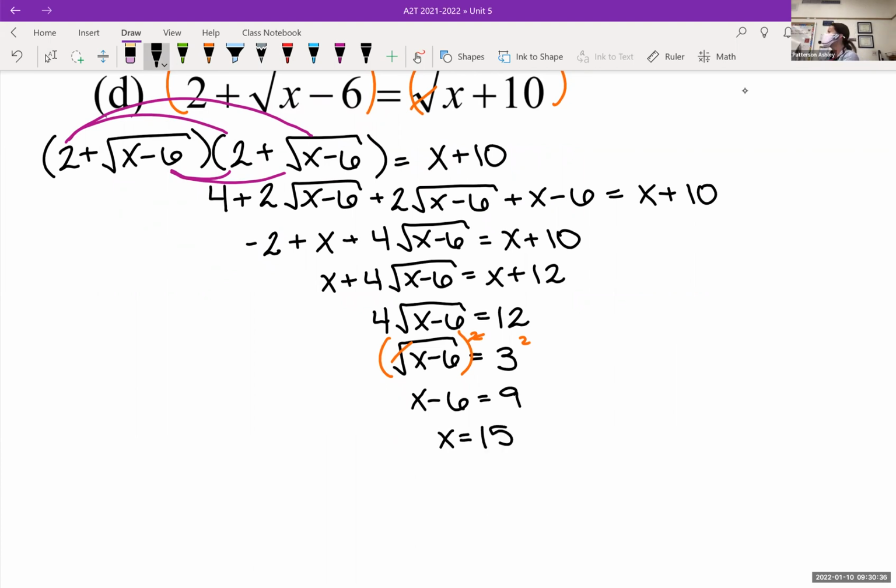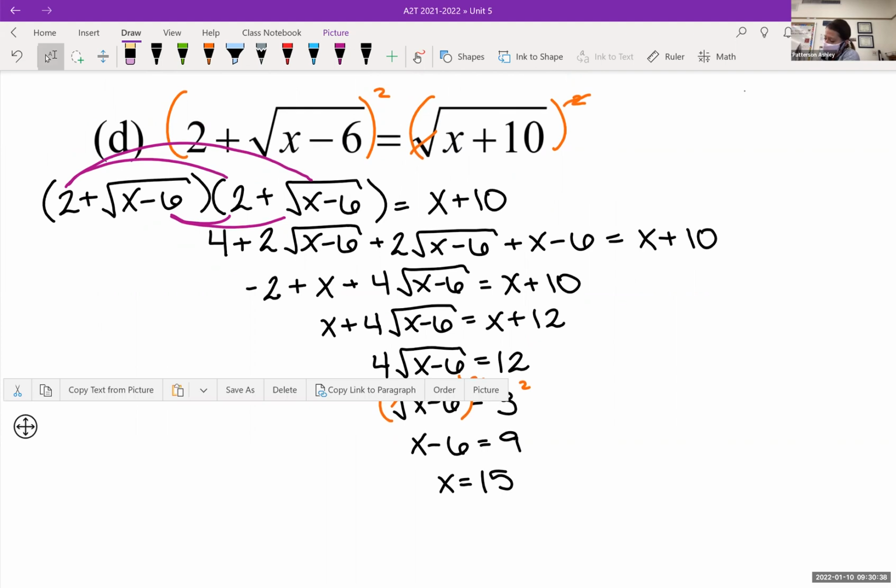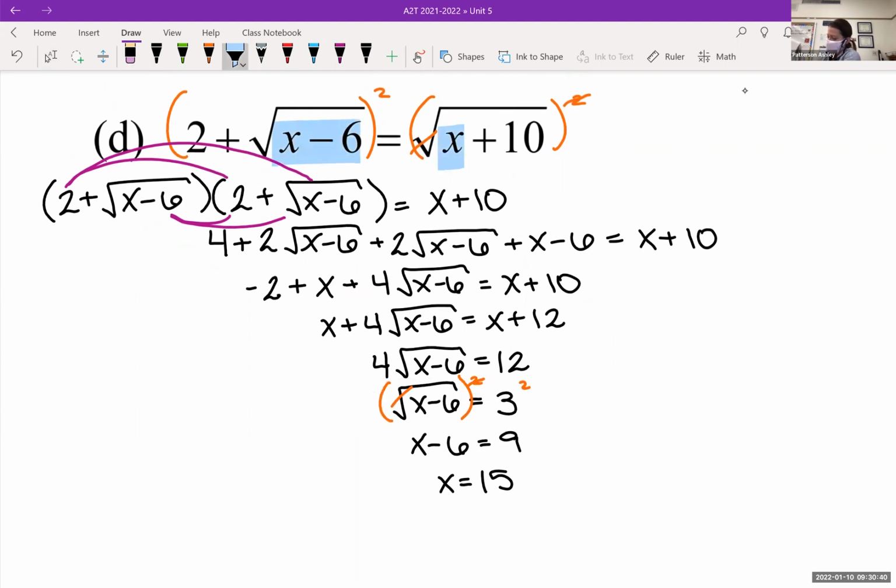And since we are dealing with square roots, double check that 15 does not make your radicands negative. Are we good? All right, so x equals 15 is our solution. Not a whole lot of difference with this particular example, except that we had to then square twice to get rid of both of those radicals. Any questions so far?